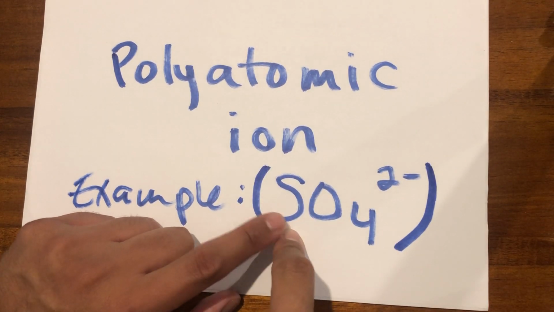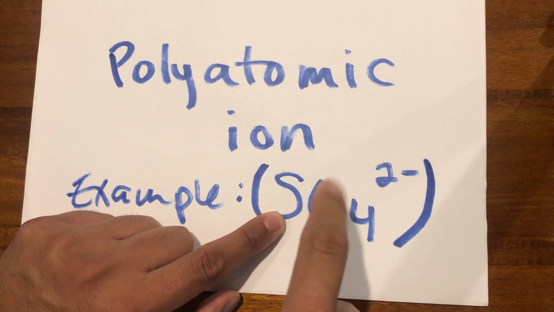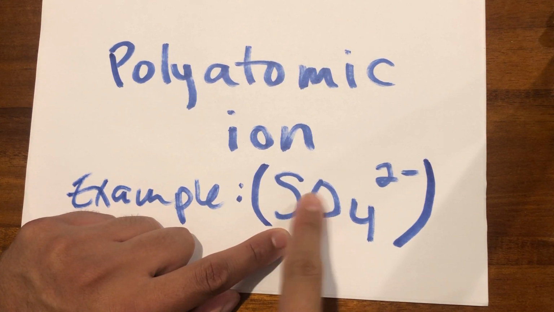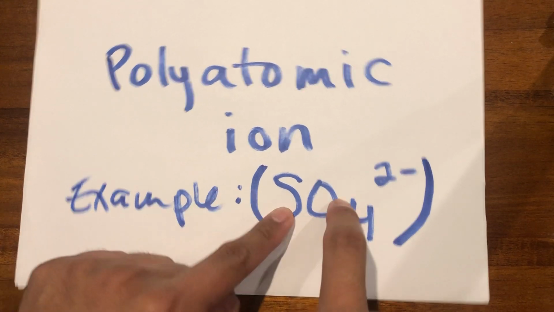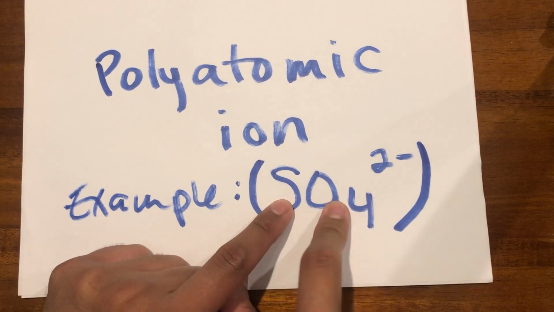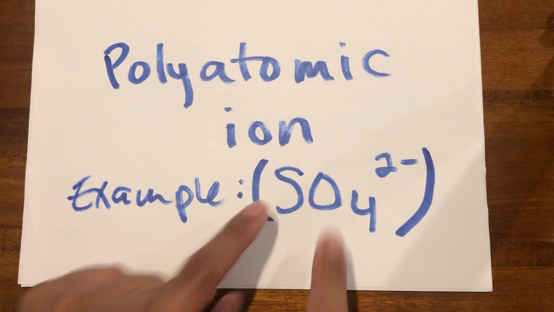It's made up of sulfur plus oxygen. Not just one oxygen, but 4 of them. It's not polyatomic because there's 4 oxygen atoms. It's polyatomic because it's made up of 2 different atoms, sulfur and oxygen, so 2 different elements.